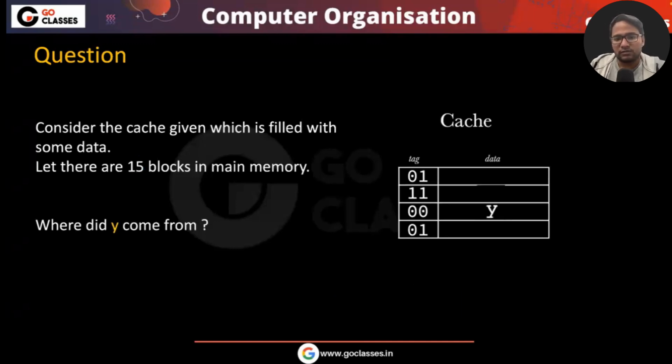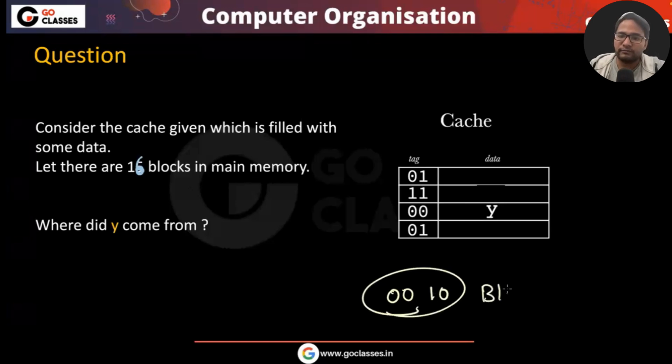Now let's solve more questions. Probably you will get to understand. Can you tell me here, this Y is coming from which one? So you know the tag, 0001, and then 10, right? This is the index, which is implicit. No one has to tell you. So this is the block number finally.